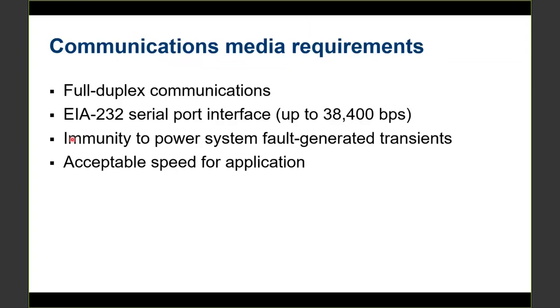For protection schemes, the communication channel should be available during a power system fault, and so the communication channel must be immune to electrical interference caused by fault-generated noise, and that's why typically the connection between the relays uses a non-metallic link. In other words, using fiber.